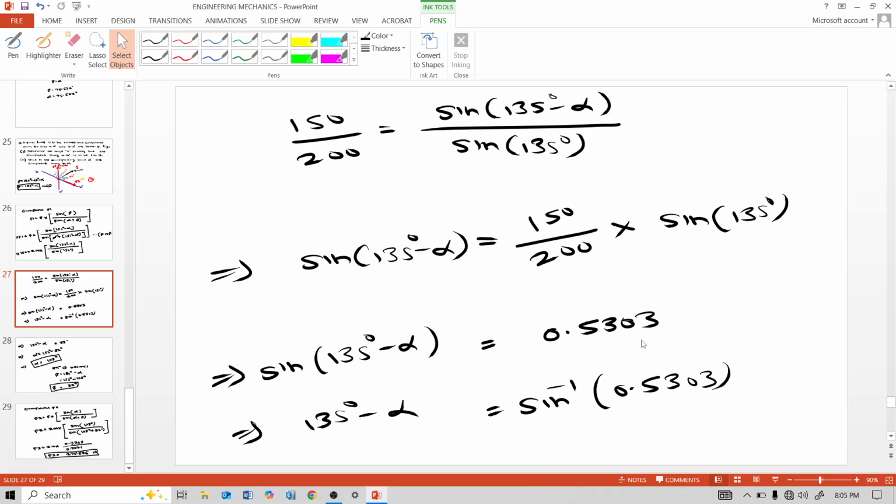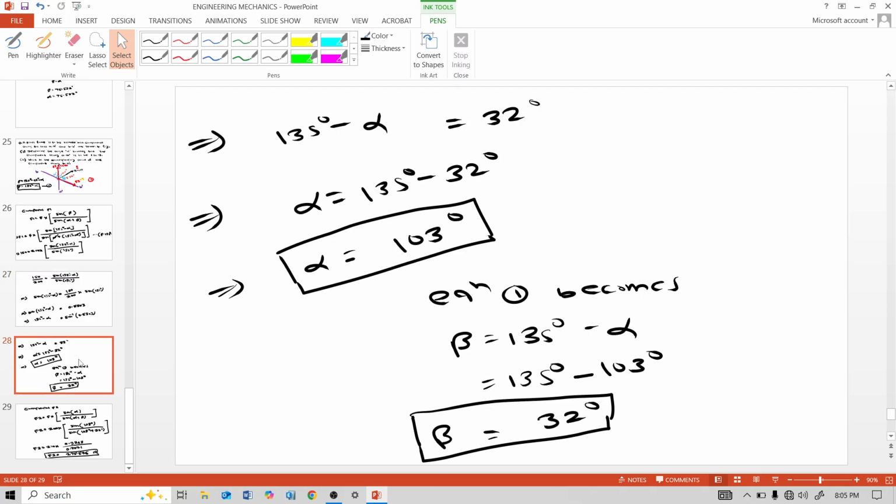Those mathematical steps are important. The sine on the left hand side goes to the right hand side, and what happens? It becomes sine inverse. So the solving methodology is important.